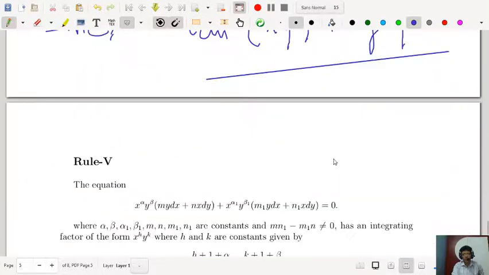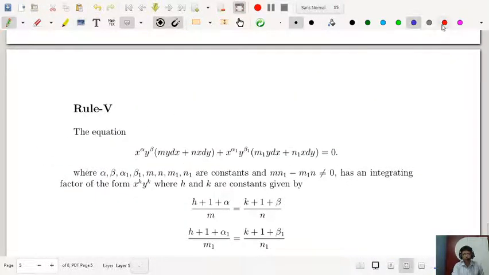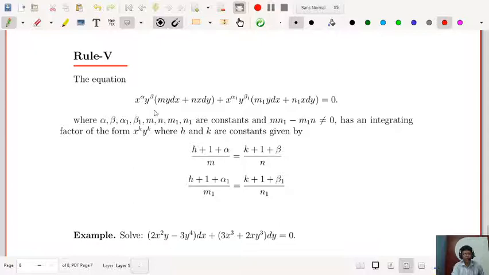Next, today's last rule, that is the most complicated rule in our differential equation, that is rule 5. You have to form the equation in this form: x to the power alpha y to the power beta (m y dx plus n x dy), and after that x to the power alpha 1 y to the power beta 1 (m1 y dx plus n1 x dy). You have to identify this most complicated form.